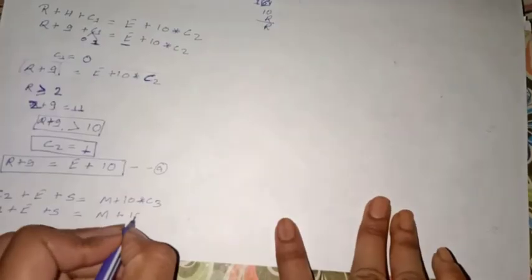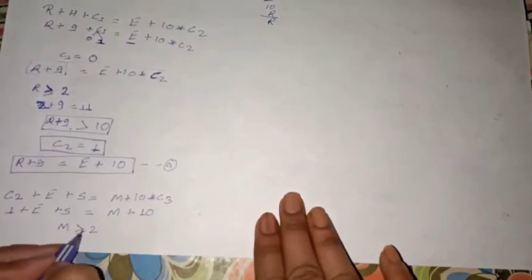So here we got M plus 10, and we know that the possible value of M is always greater than or equal to 2, because 0 and 1 are not possible, because these values are already occupied. So the possible value of M is always greater than or equal to 2. Then what conclusion do we get from the RHS?